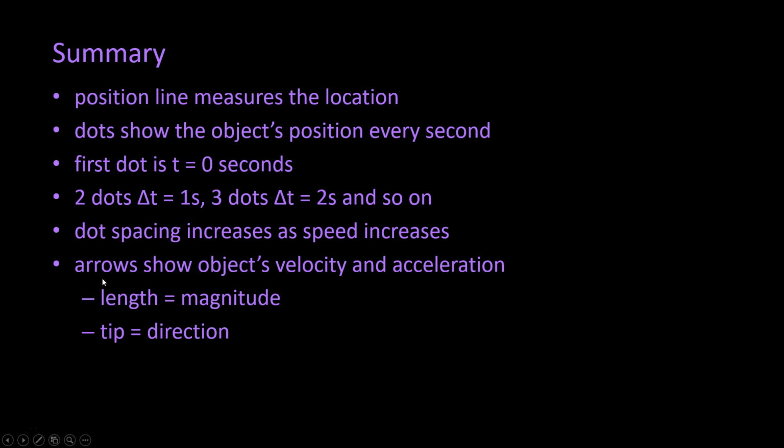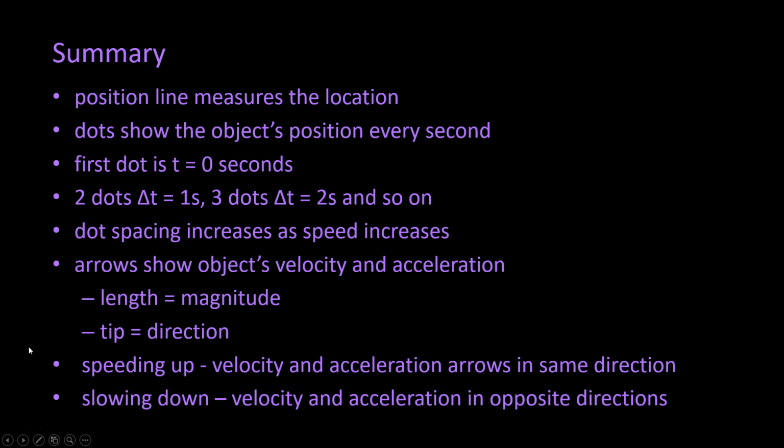We use arrows to show the object's velocity and acceleration. The length of the arrow represents the magnitude, so the longer the arrow, the greater the velocity or acceleration is. The shorter the arrow, the smaller the velocity or acceleration is. And the tip of the arrow represents the direction of the vector, whether it be velocity or acceleration. And finally, we learned that when we have speeding up, velocity and acceleration arrows are in the same direction, and when an object is slowing down, velocity and acceleration are in opposite directions.